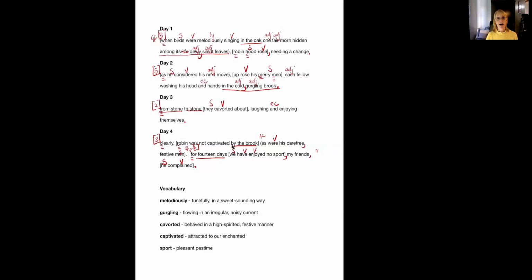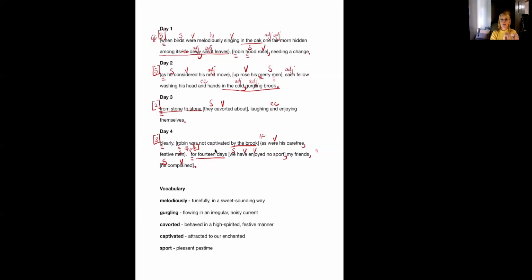Prepositional phrases, we have by the brook and for 14 days. Subject and verbs, I missed one, was captivated. Who was captivated? Robin. It's not showing up, so I'll have to reshare. And then we have this word clearly. It has a comma, and here's how I decide whether or not to have a comma with it. What is clearly? It's not how he was captivated. He actually was not captivated. What's clear is this whole fact. It's clear that he was not captivated by the brook.